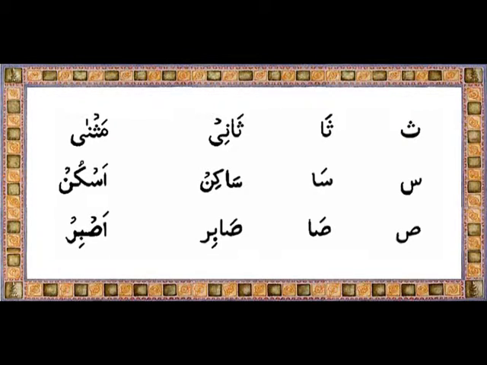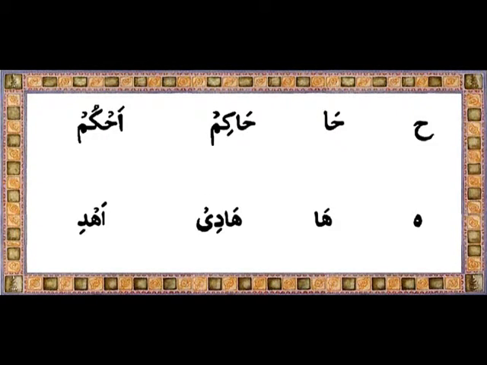Now the next letter is a sin, and I call this sin also a smiley letter because when you pronounce it, you have to smile with your teeth. So when you say this letter, smile with your teeth while you are saying it. Sin, sin, sin. And the last letter is a sod. Now this is the opposite of the sin. When you say sin, you smile, but when you say swad, you make a sort of frowning face. So now notice the difference. Sin, sod, sin, sod, sin, sod.